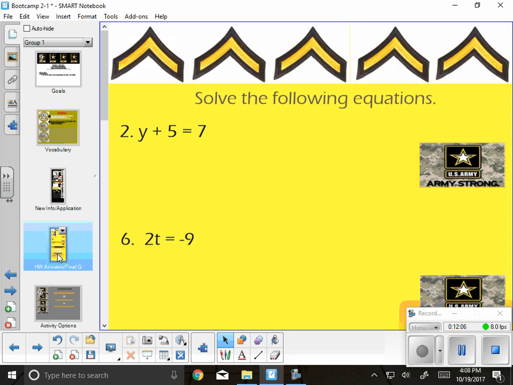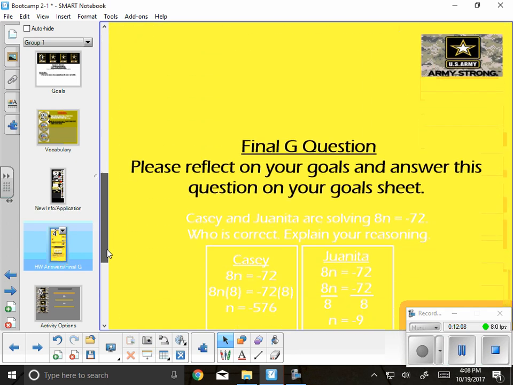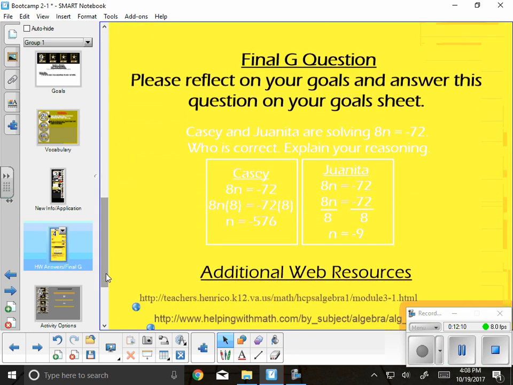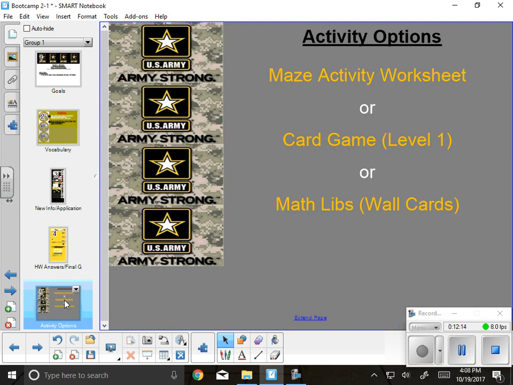From here, you'll see that we have an activity. You can go down, answer the final G question. Again, this is on the same sheet as your goals. And from here, you're going to be able to choose one of the 3 activity options. You have either the maze activity worksheet, or the card game, or the math libs.